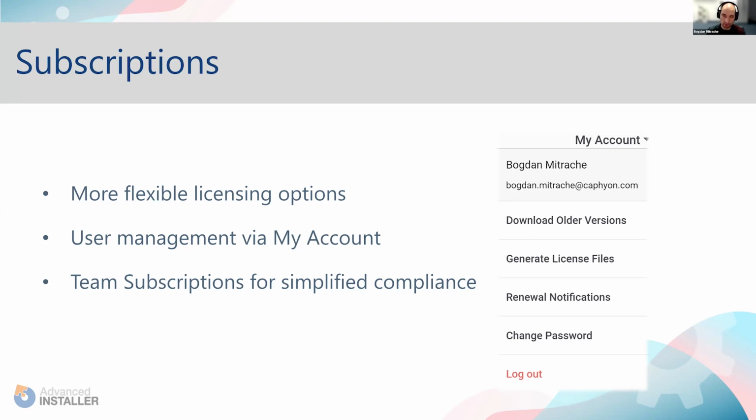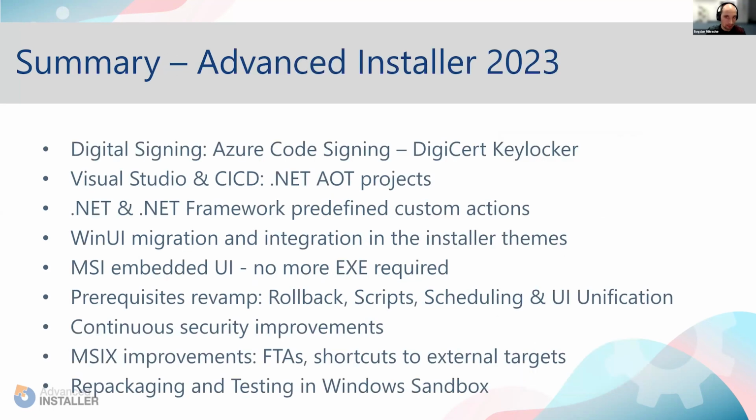But if you want to upgrade to a different subscription level or something that's not available in My Account, just email our support team at support@advancedinstaller.com. We've seen a strong adoption for these new licensing options, so we believe we've made the right choice, and we promise to continue investing our resources into Advanced Installer for at least another 20 years. These are, as I said, the top highlights of 2023.